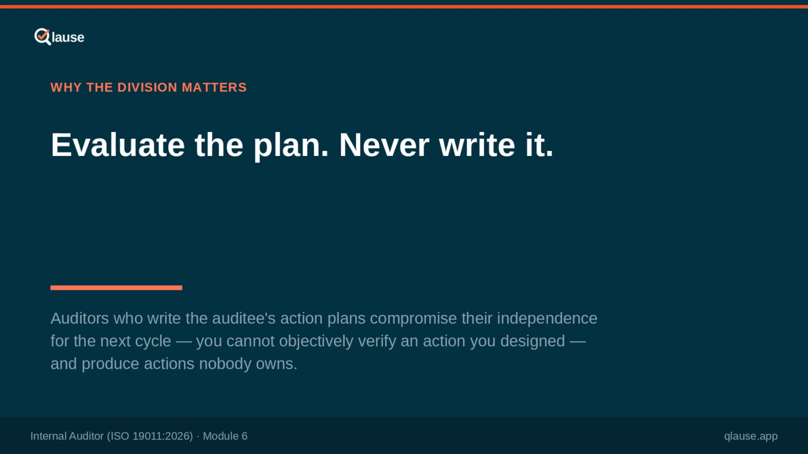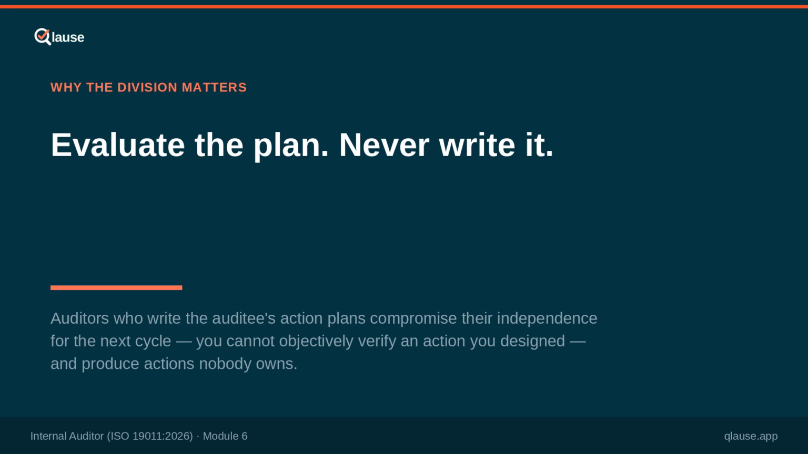And why the division matters. Auditors who write the auditee's action plans do 2 kinds of damage at once. They compromise their own independence for the next cycle. You cannot objectively verify an action you designed. And they produce actions nobody owns. A plan written by an outsider is implemented like one. Hold the line. Evaluate the plan.